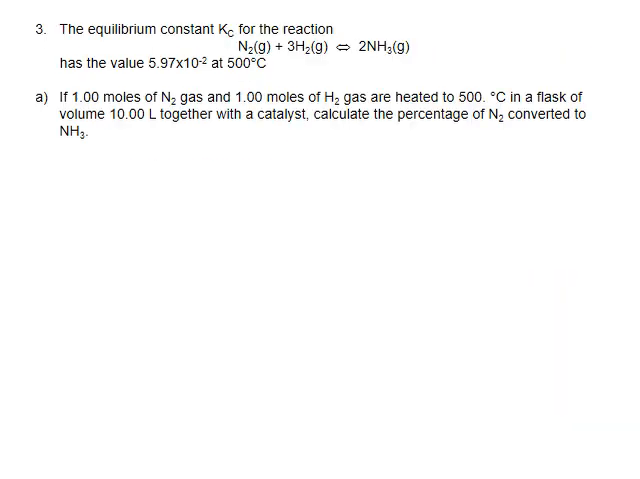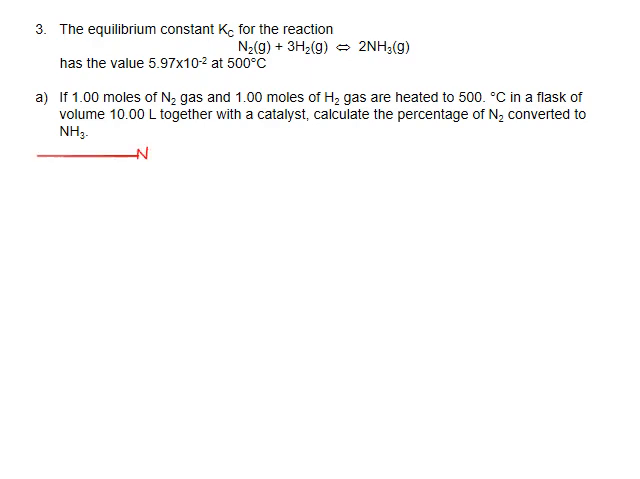Problem 3 gives an equilibrium constant value, Kc, for the reaction of the formation of ammonia gas from nitrogen and hydrogen gas. Kc has the value of 5.97 times 10 to the minus 2 at 500 degrees Celsius. If 1 mole of nitrogen gas and 1 mole of hydrogen gas are heated to 500 degrees Celsius in a flask of volume 10 liters, together with a catalyst, calculate the percentage of nitrogen converted to ammonia.